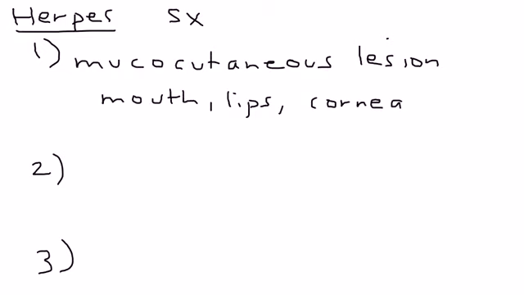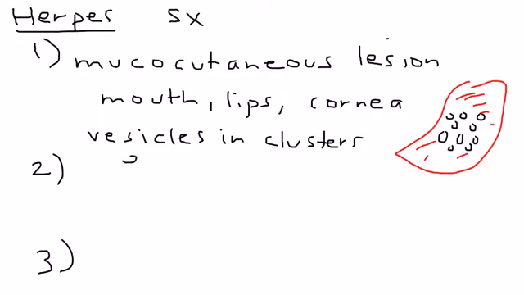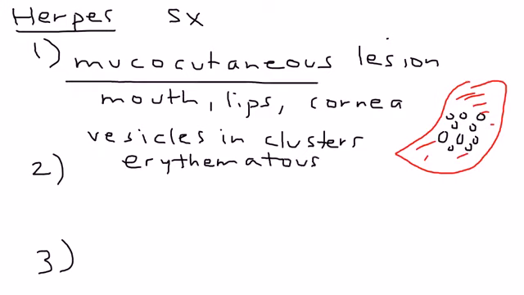And what can happen is you have these characteristic vesicles that are in clusters. They kind of look like that, different sizes, like that. And then they're sitting on an erythematous red base. So they describe that as an erythematous base. And I encourage you to look up pictures of the herpes mucocutaneous lesions to get an idea of what this looks like.